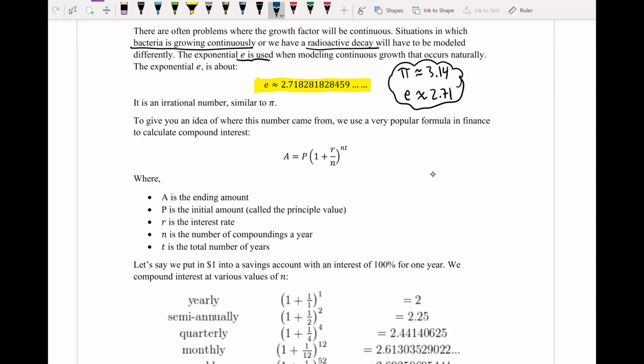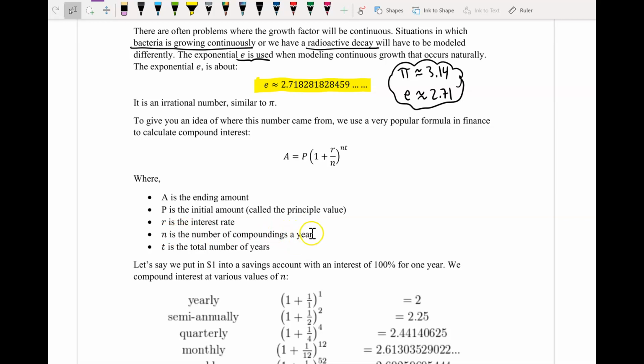Here, A is the ending amount. So how much money, like if you put money in a bank, how much money you have at the end. P is what we call the principal value, so how much money you're putting in the bank. R is an interest rate, so it's usually an annual interest rate. We call it sometimes APR. N is the number of compounding.